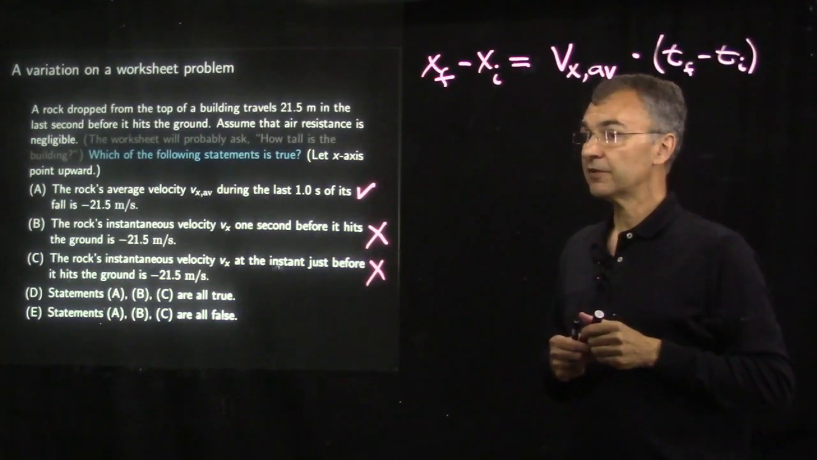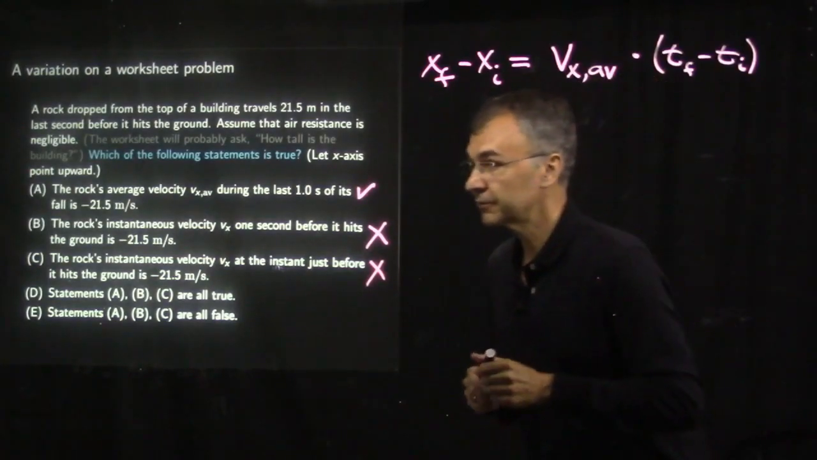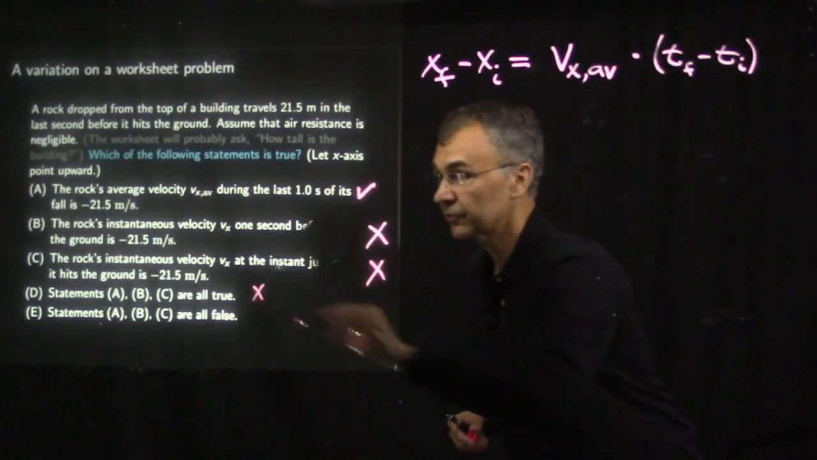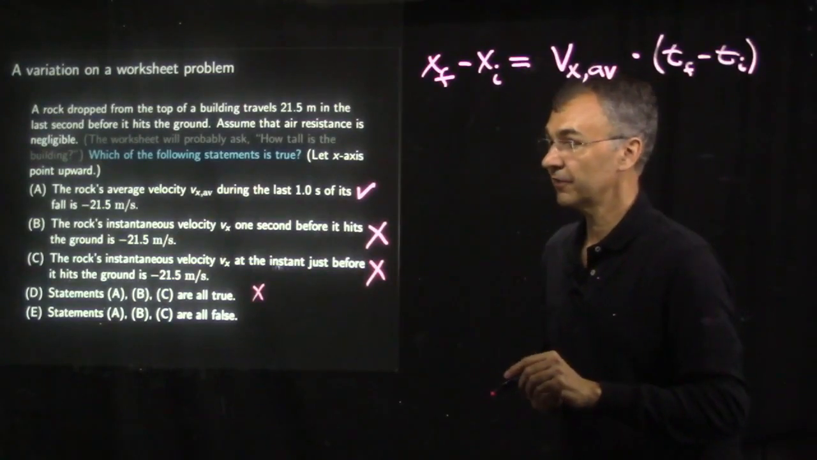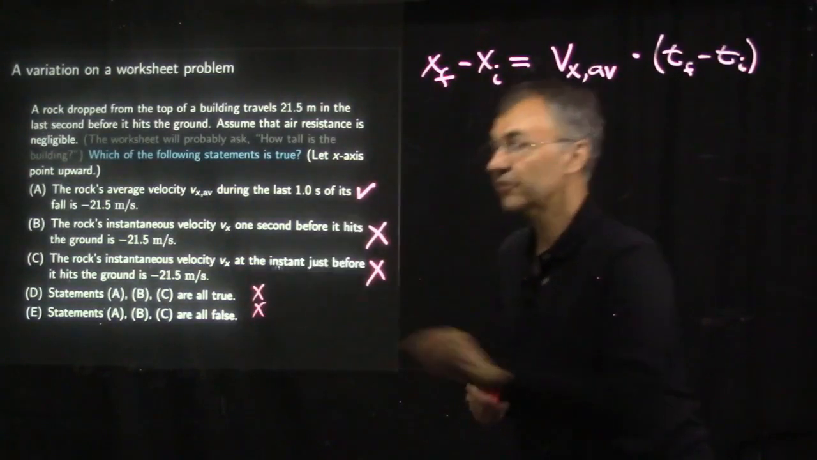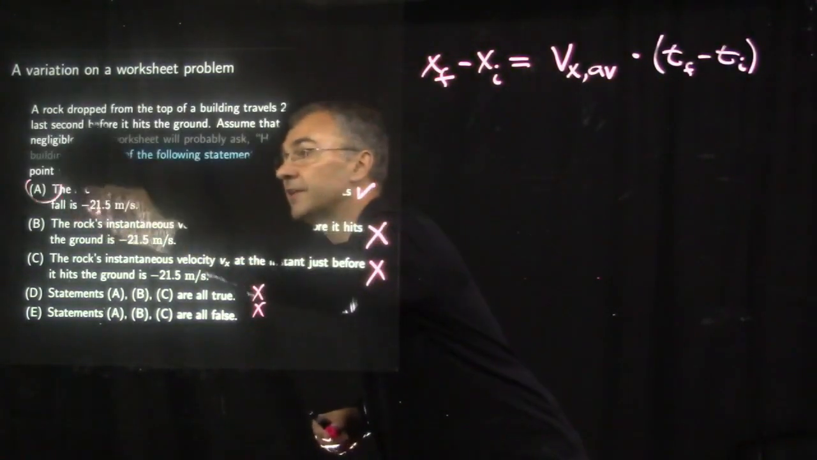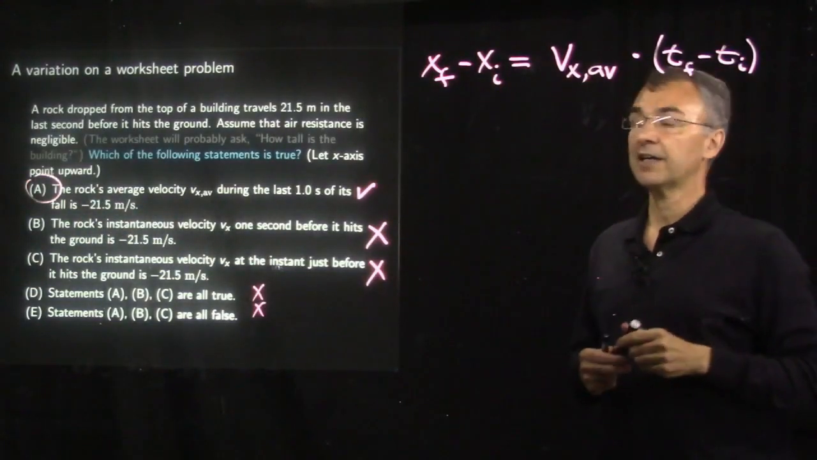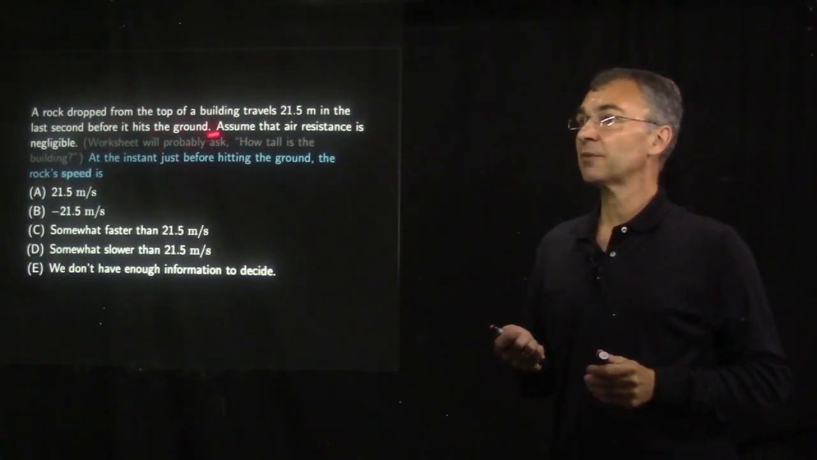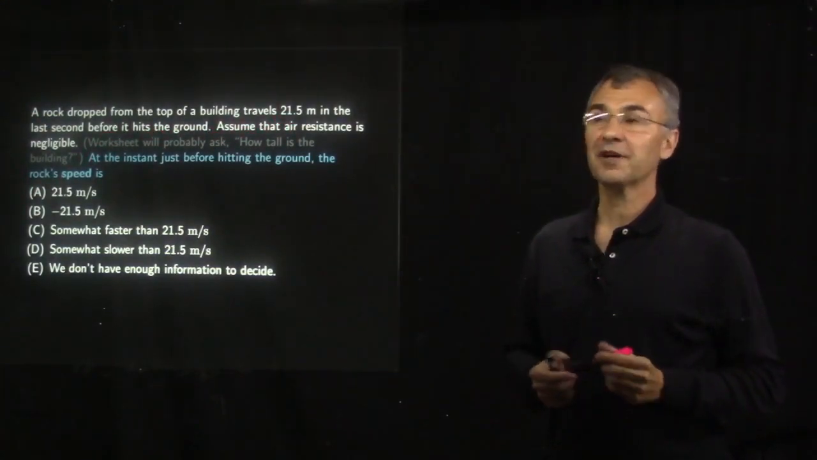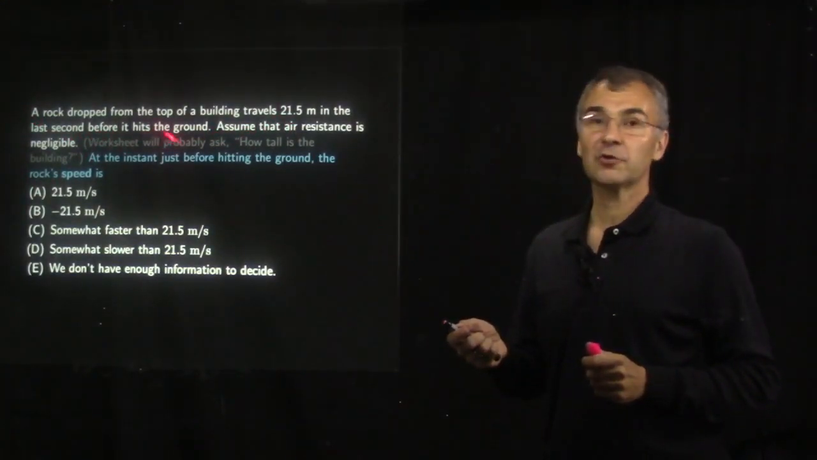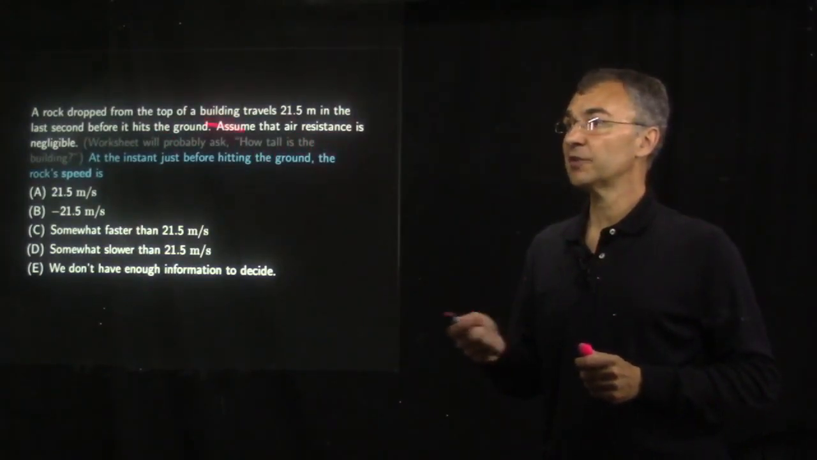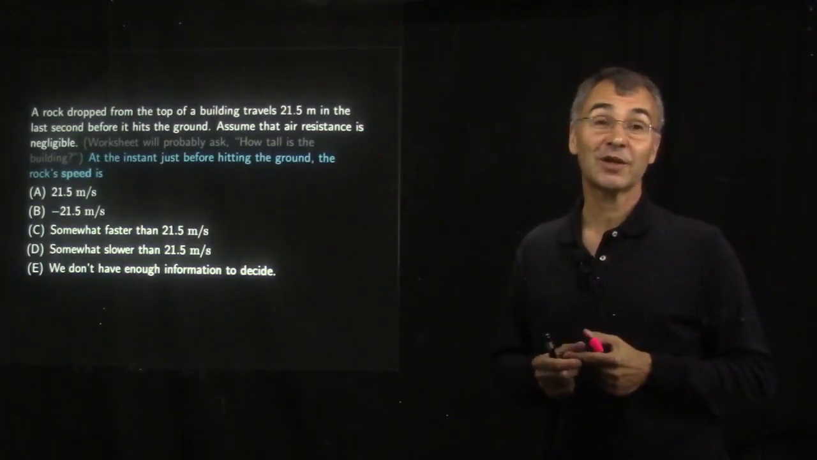So I think the only one, and this certainly isn't true because B and C are false. And this certainly isn't true because A is true. So I think the only statement here that's true is A. That's worth pondering. A rock dropped from the top of a building travels 21.5 meters in the last second before it hits the ground. Assume that air resistance is negligible. And again, the worksheet is probably going to ask you how tall is the building.